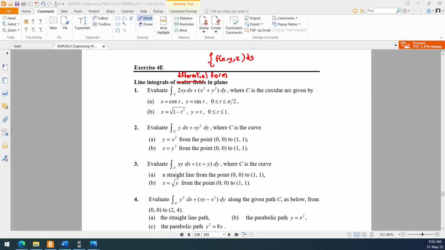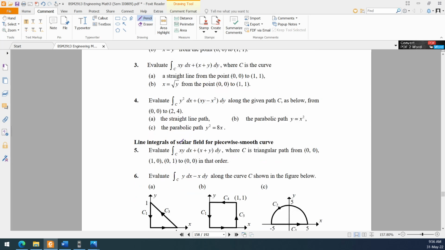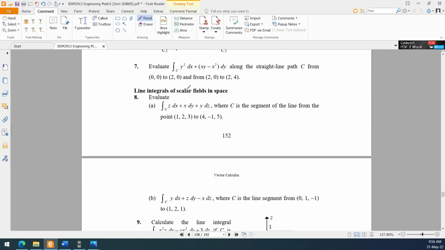Then we look at exercise 4e. This is not a scalar field, it is a differential form. Question 1 is in 2D, and here it is also a line integral of a differential form, in 3D.